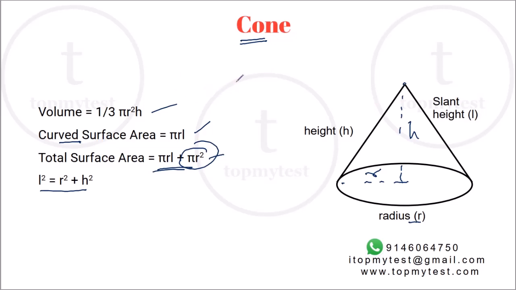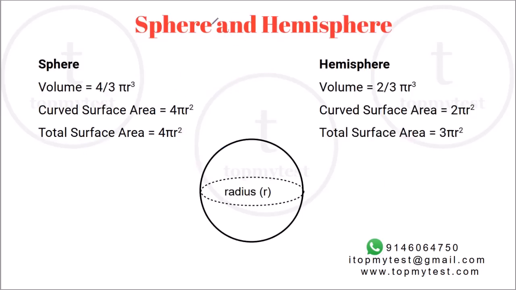Now the simplest of all curved figures is basically a sphere. A tennis ball is a very good example of a sphere. So you have a radius, it's equivalent to a circle in two-dimensional geometry. If you have a radius, volume is given as 4/3 pi r cube. Curved surface area, which is same as the total surface area, will be 4 pi r square.